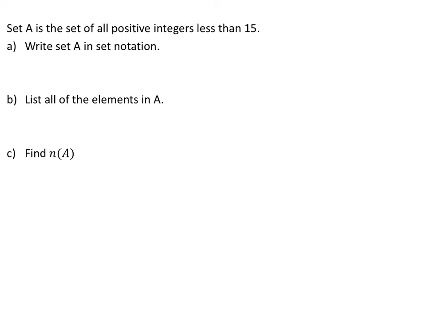This next example defines set A to be the set of all positive integers less than 15. So we want to first write this in set notation, so that's the curly bracket notation that we saw in the previous example. So go ahead and pause the video and see if you can duplicate what we saw in the previous example and write this description in set notation.